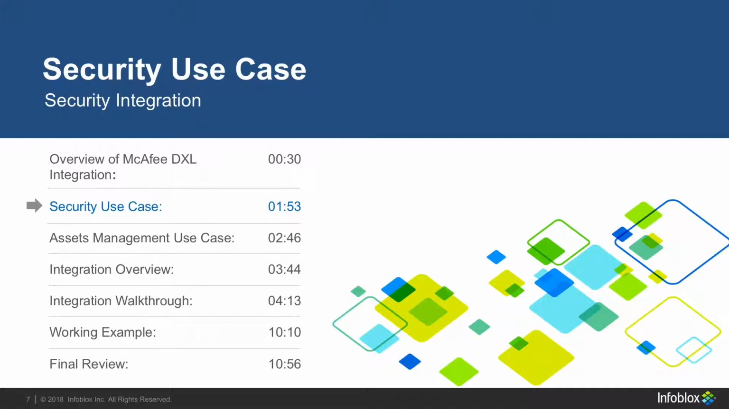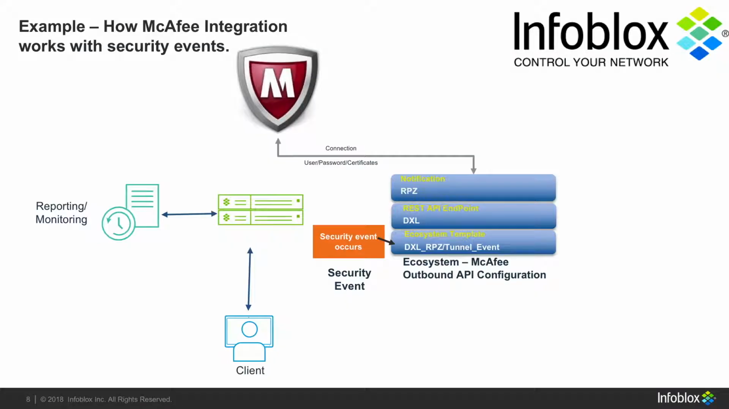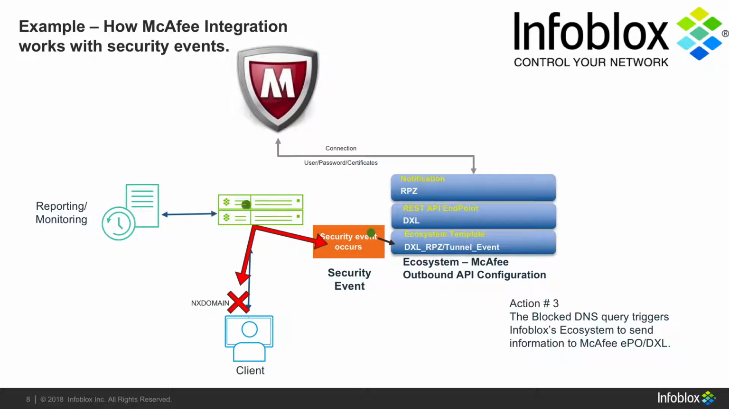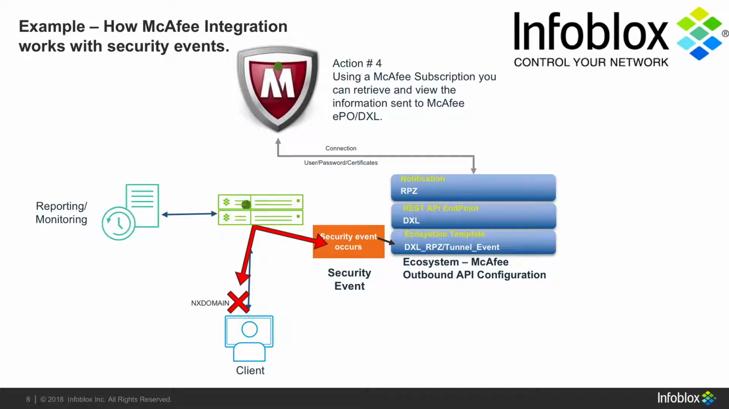Now, let's look at our first use case on a security event. In this case, we'll look at a security event that can occur on your network. First, an affected user tries to send a bad DNS request to access a malicious site. Second, the Infoblox device blocks the request from being made. Third, the blocked request triggers Infoblox's ecosystem, which sends information to McAfee DXL. Finally, using McAfee subscriptions, you can retrieve and view the information about the security event.